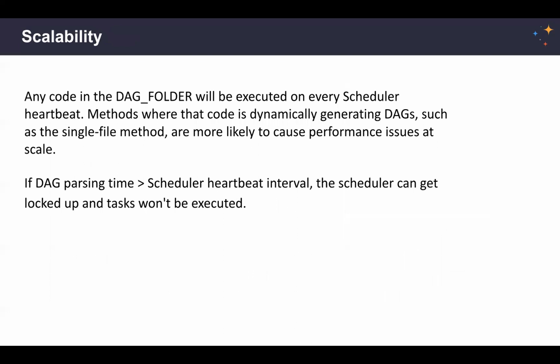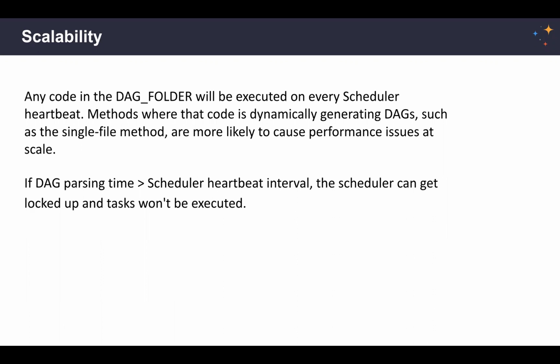So from there, I want to talk a little bit more about scalability. I've touched on this a bit already, but to back up on why I say there might be scalability issues for the method using a single file to create all of your DAGs. The reason for this is that any code in your DAG folder is going to be executed on every scheduler heartbeat. So that's pretty frequently. So methods where that code in that folder is dynamically generating your DAGs are more likely to cause performance issues at scale.